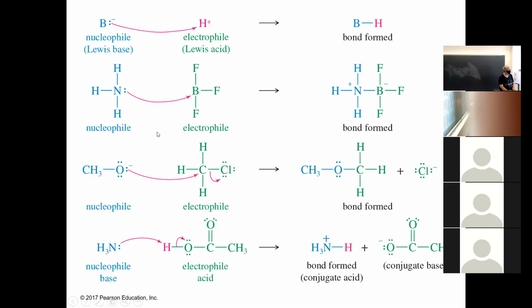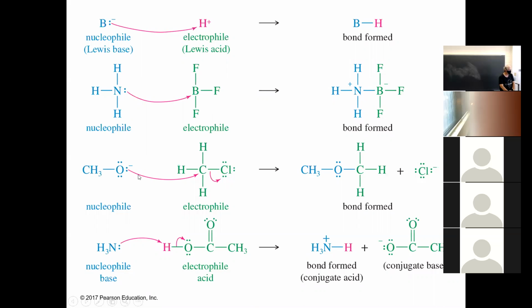This next one doesn't even involve proton transfer. So ammonia donates a pair of electrons to boron. Boron has an empty p orbital that can accept those electrons. And we get an addition product. We have a bond formed between nitrogen and boron.